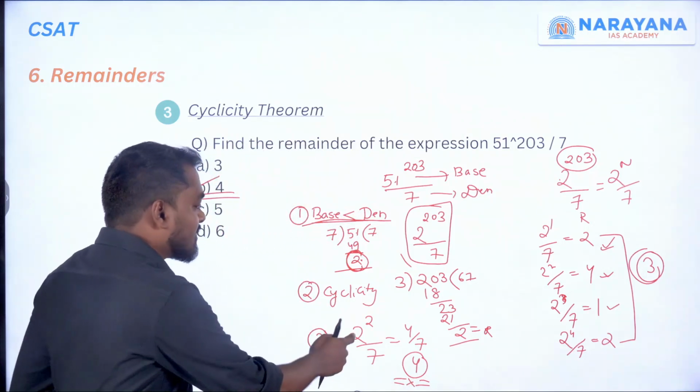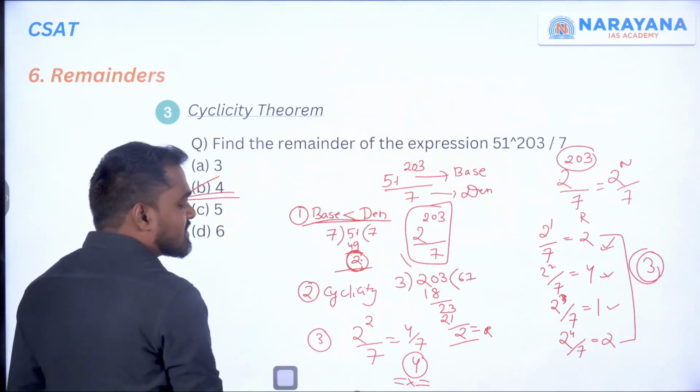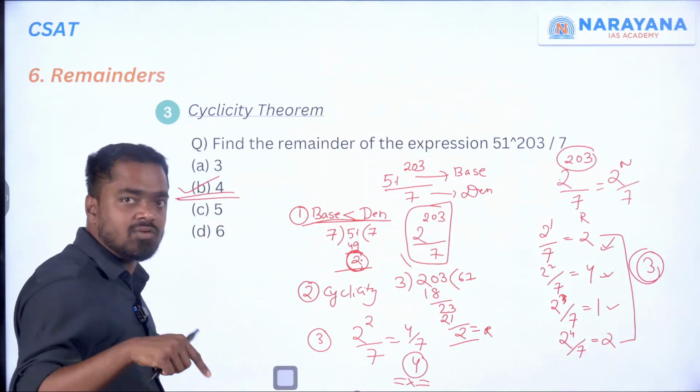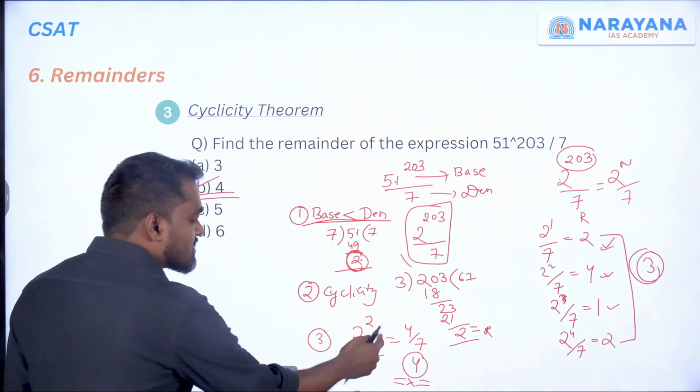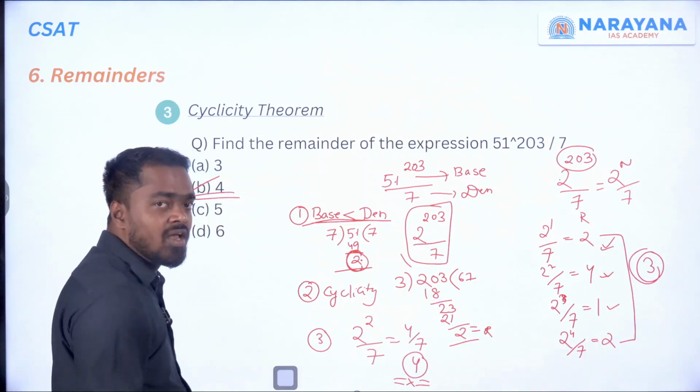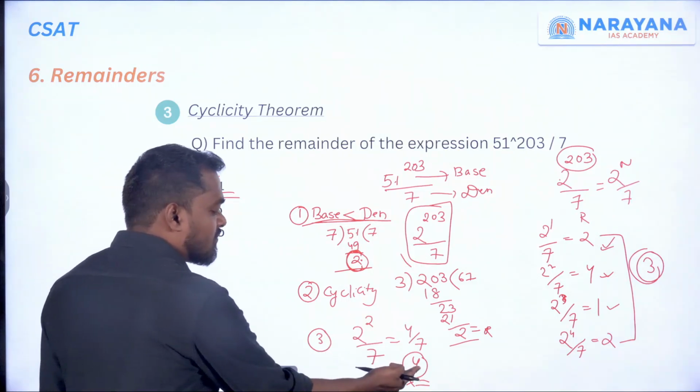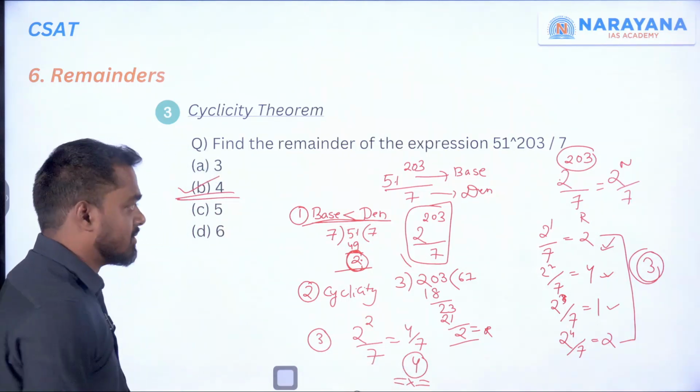8. After that, divide that n with this cyclicity, you will get one remainder. Now substitute that n with this remainder. So 2 square by 7. What is the remainder for this expression? 4. So 4 is the answer.